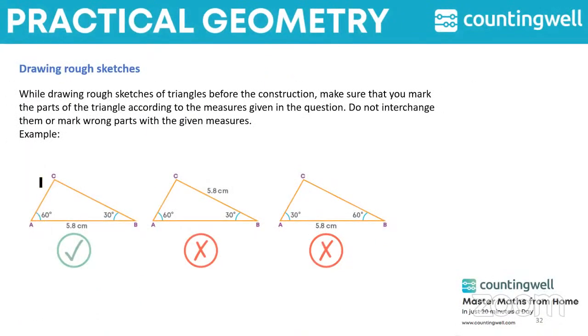Next, while drawing the rough sketches of the triangles before construction, you have to make sure you have marked the parts of the triangle according to the measures given in the question. You should not interchange them or mark wrong parts with wrong measures. So if you are given a triangle with side AB equal to 5.8, angle ACB equal to 60 degrees and angle CB equal to 30 degrees, then the second and third figures are wrong sketches, whereas the first sketch is the correct one.